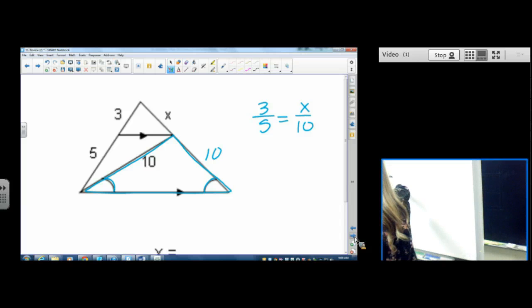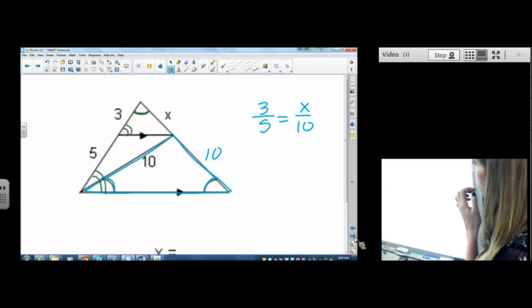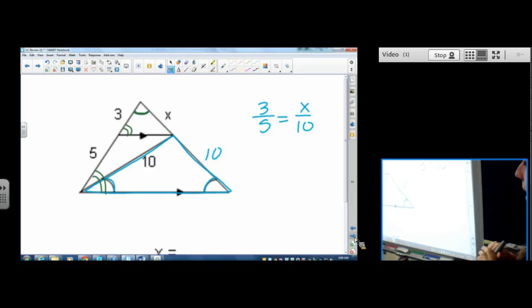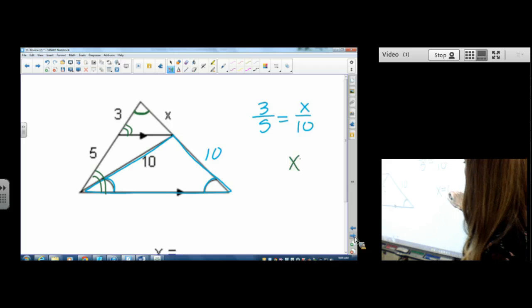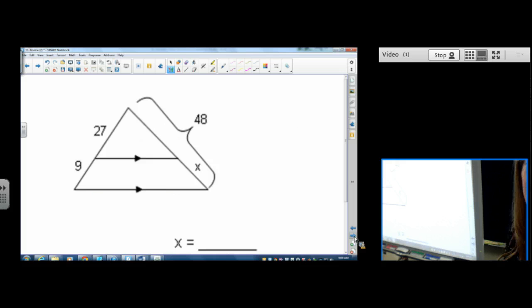The reason I was allowed to set up this proportion is because these two triangles are similar by angle, because of those parallel lines. Yes, I'm doing whole over part equals whole over part, and you only do that with caution if you know what you're doing. 3 times 10 would be 30 divided by 5, so x would be 6. Alrighty. Next one.